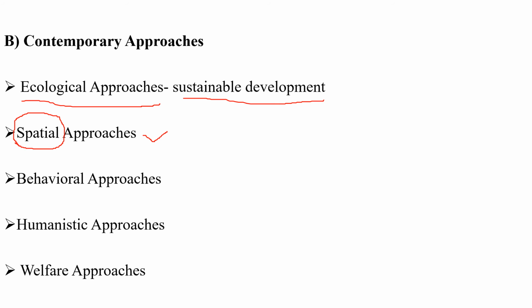Then the behavioral approach is also one important contemporary approach. In that, many human beings behave differently with different types of climate in different types of regions. For example, in the Konkan region of our Maharashtra, people behave according to their atmosphere and climatic conditions, which are different from the people who live on the Deccan Plateau. We can also see that in mountainous regions people's behavior is very different from the plain region.